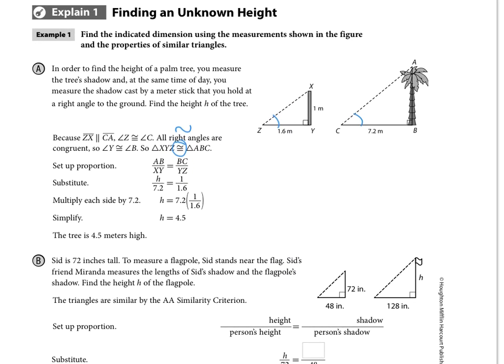If you've got your proportion, remember you can just shortcut right to cross multiply and then get 1.6 times h equals 7.2, and then when we divide by 1.6 we get 4.5. So the tree itself is 4.5 meters high, and remember, a meter is about 3 feet, so we'd be climbing 14 feet in the air if we wanted to get to the very top of it, and that's really not all that feasible. So that's why we're using similar triangles to do it.